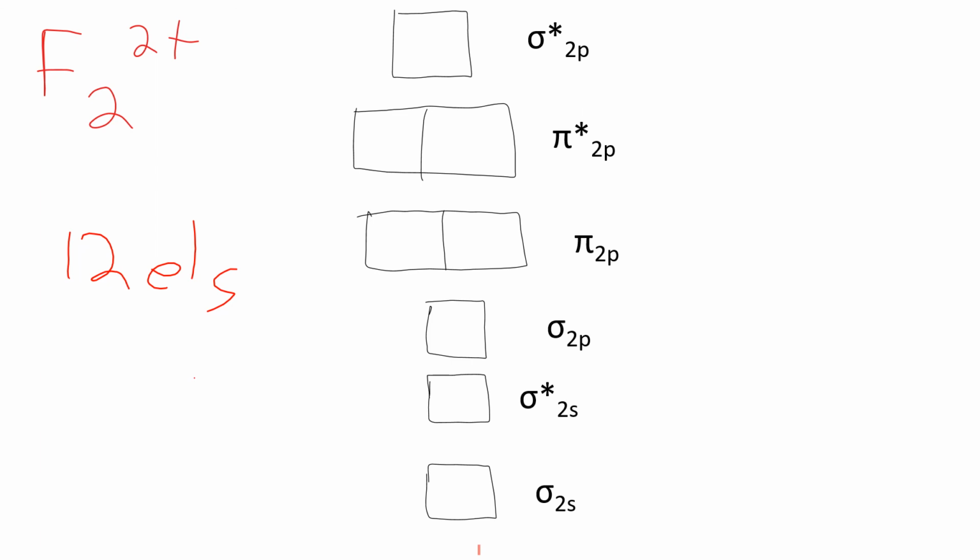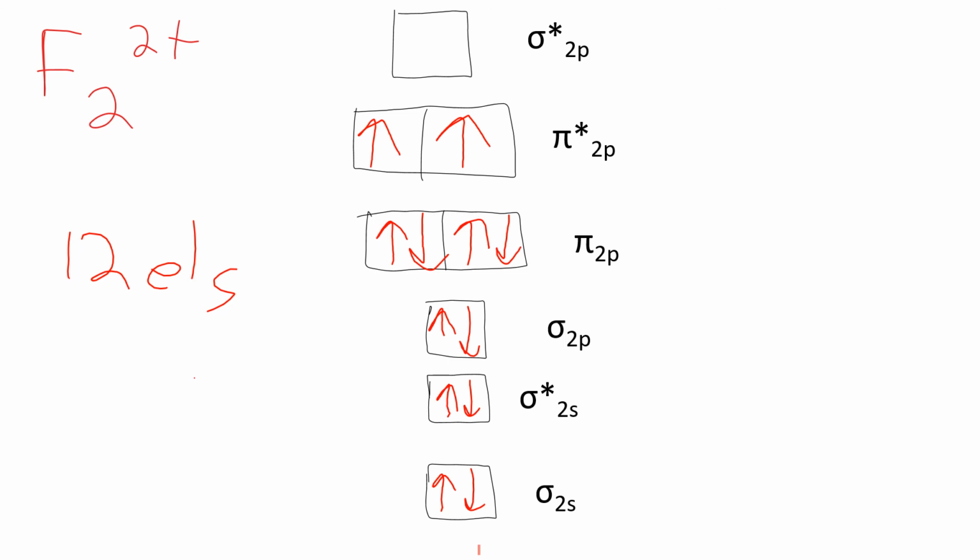What do you do? You just fill it up like you would, lowest energy to highest energy. 1, 2, 3, 4, 5, 6, 7, 8, 9, 10. Remember, don't pair unless you have to. 11, 12. Here's what the molecular orbital diagram for F2 2+ would look like.